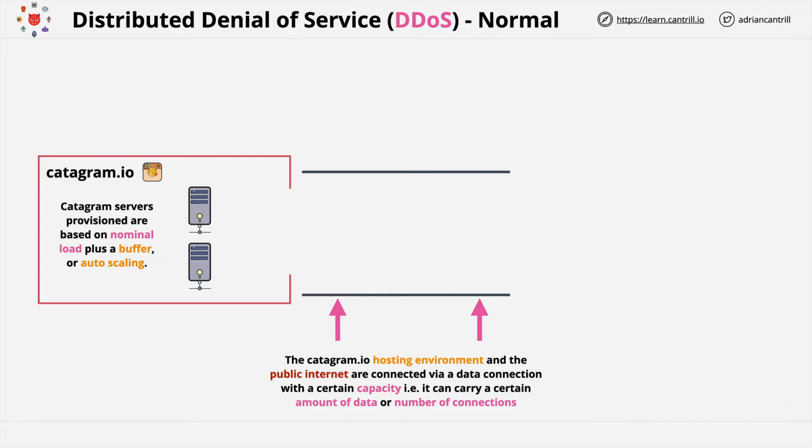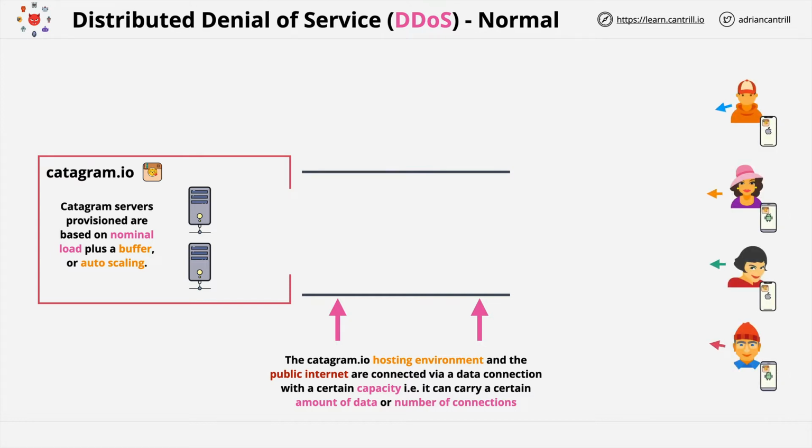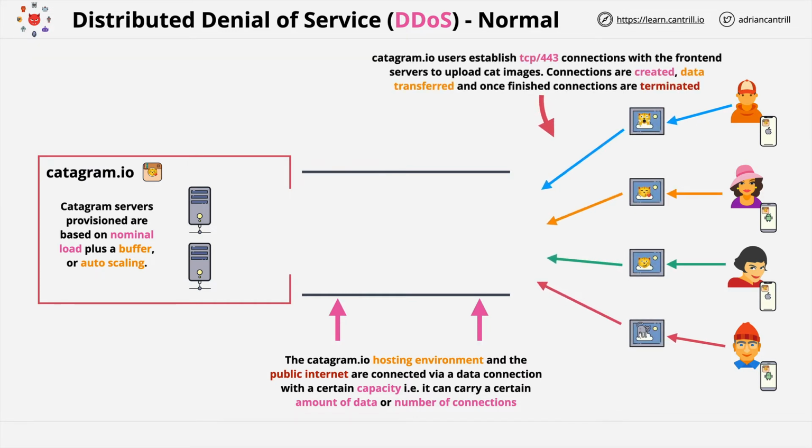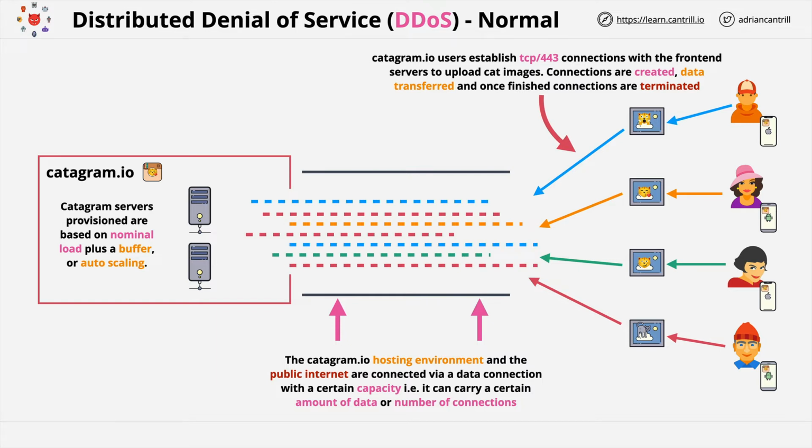Then our application has users who are using a mobile application to upload their latest cat pictures using TCP port 443. Now this is HTTPS, and these connections move across our data connection and arrive at the application servers. Now, under normal circumstances, the vast majority of these connections will be from legitimate users of the application. So this is how it should work.